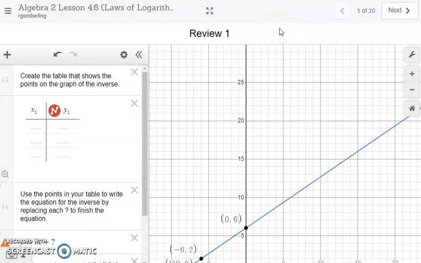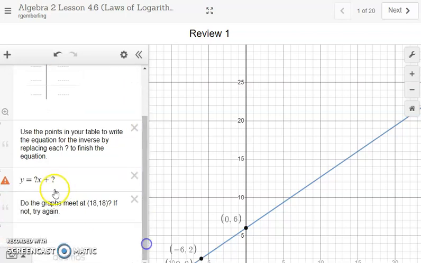So in this activity, you're being asked to come up with the equation for the inverse of the blue graph. If you would please plot the points that would represent the inverse points based on the given points, and then come up with the equation. If your equation is correct, your inverse and the blue graph should intersect at 18, 18.